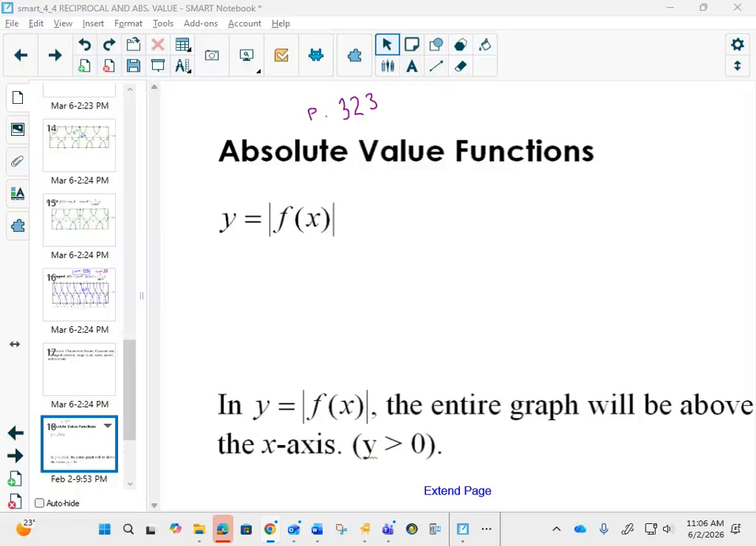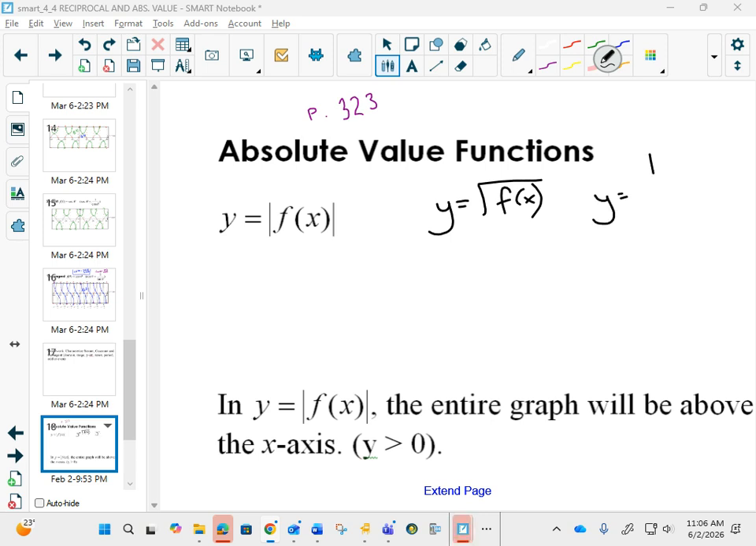Absolute value functions. So in addition to all the other graphing that we've had, in chapter 2, we learned how to square root any graph. Yesterday, we learned how to do 1 over any graph. And today, we're going to learn how to absolute value any graph.